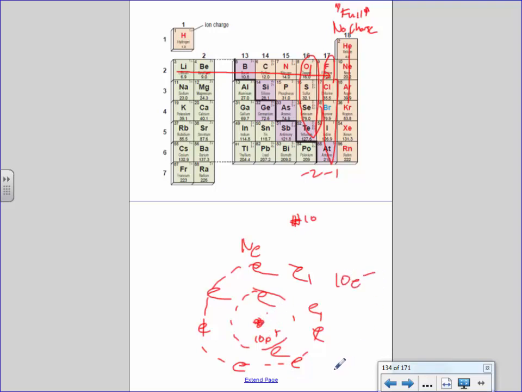Does neon need any more electrons? Does it have too many? This would be the person who brought exactly $6 for the special. They don't need anything. They don't have extra. They're exactly good to go. So they don't react with anybody.